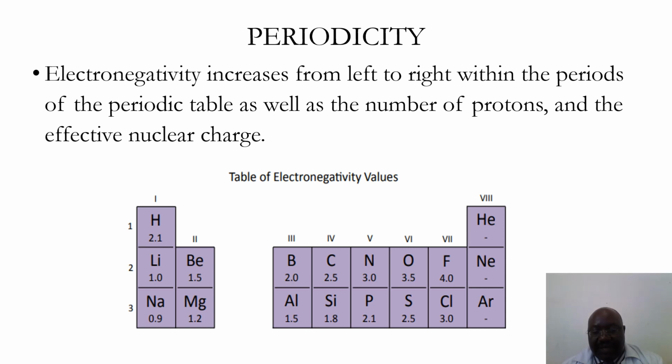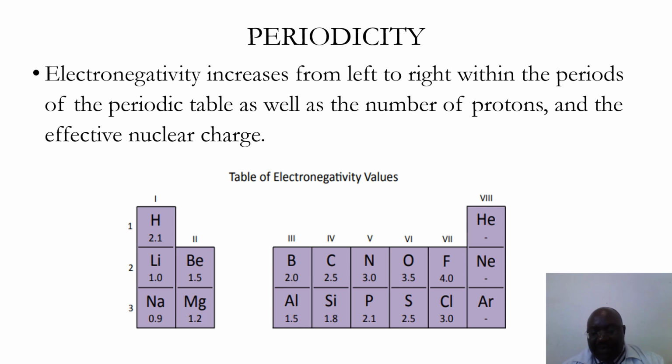When we get to helium, nothing. The reason is that it has a full outermost orbital, therefore it has no tendency of attracting, giving out, or taking up electrons. When we look at the second period, lithium has 1.0, beryllium has 1.2, boron has 2.0. As we continue across the period, the element with the highest electronegativity value is fluorine with 4.0.